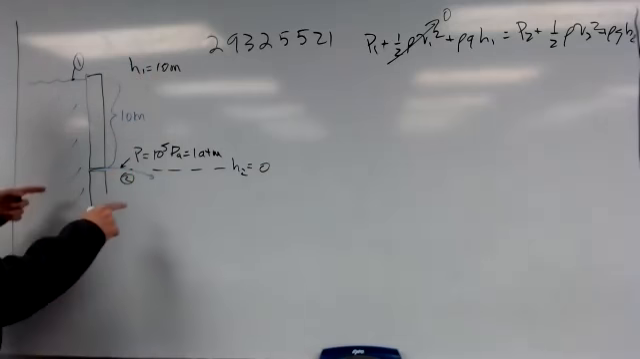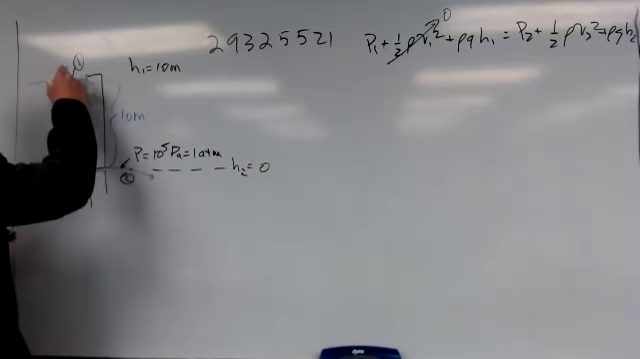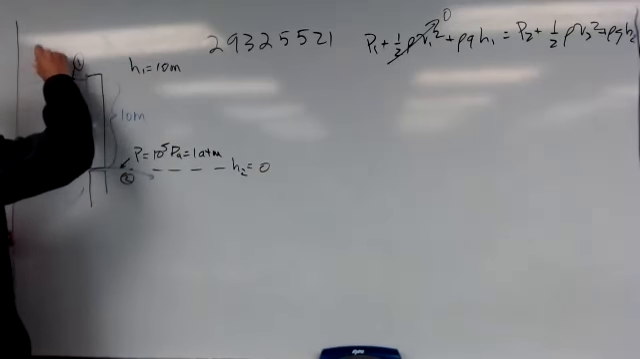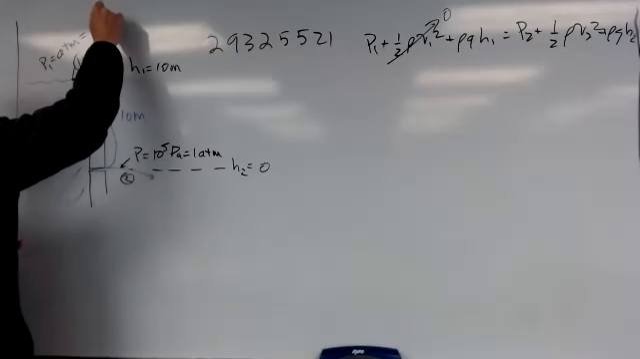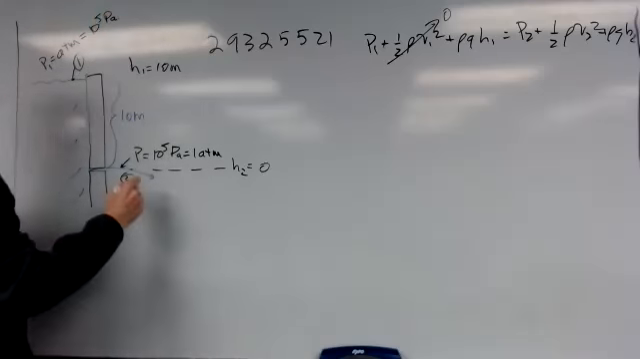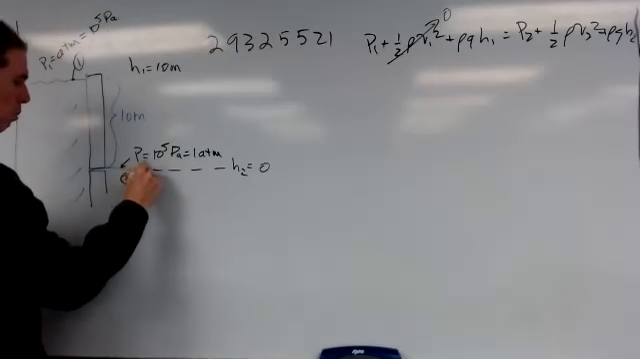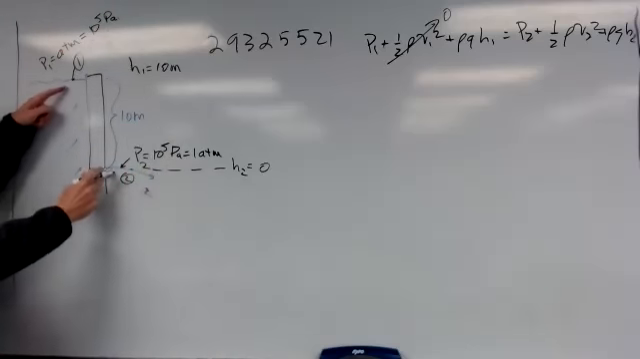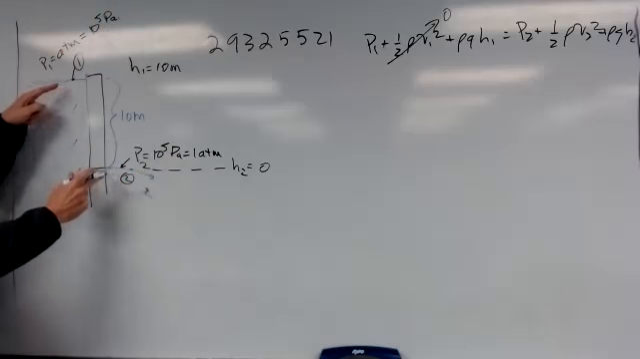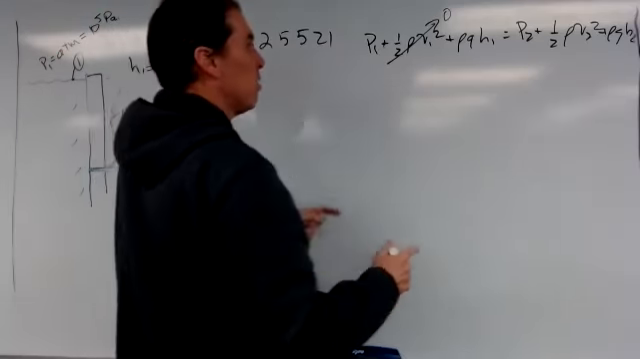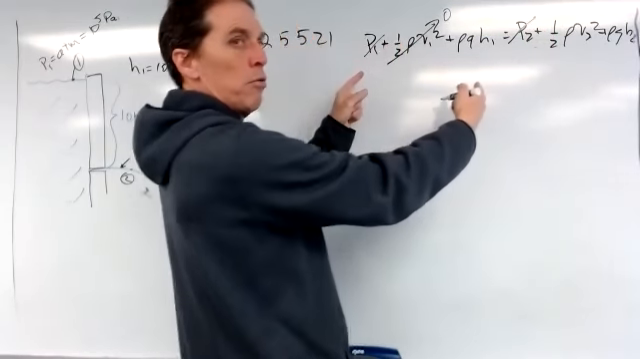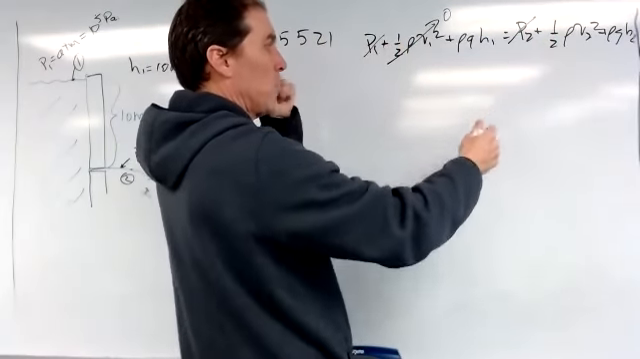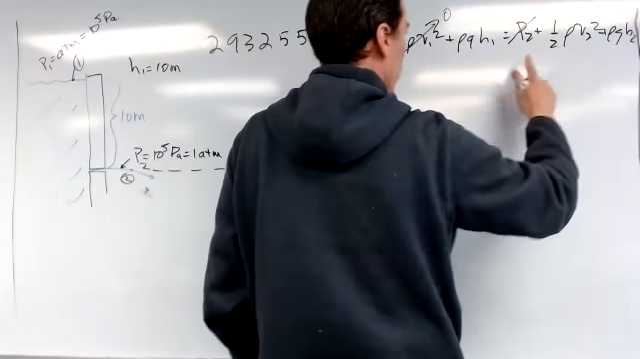Notice that the P's here are both atmospheric. At the top of the water, P1 equals atmospheric pressure, 10 to the fifth pascals. And the same thing with P2. P2 is atmospheric pressure because they're both outside the dam, just out in the air. Since these two are equal, I can subtract 10 to the fifth pascals from both sides, and I get my equal signs on both sides.